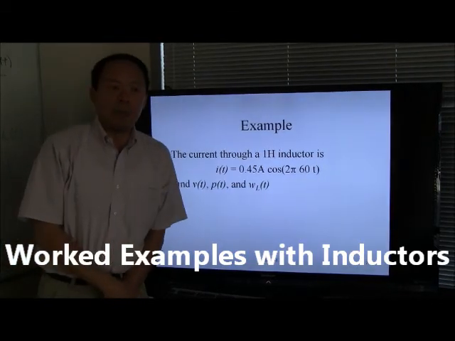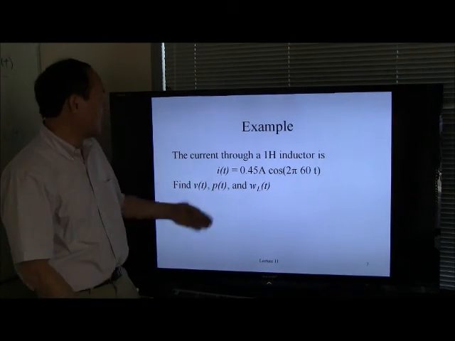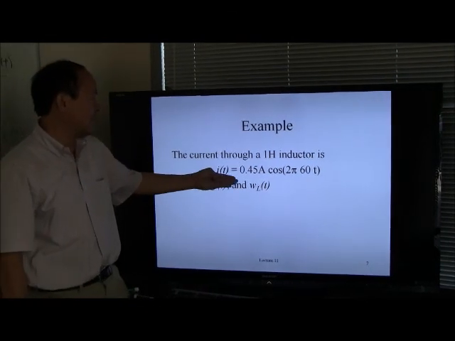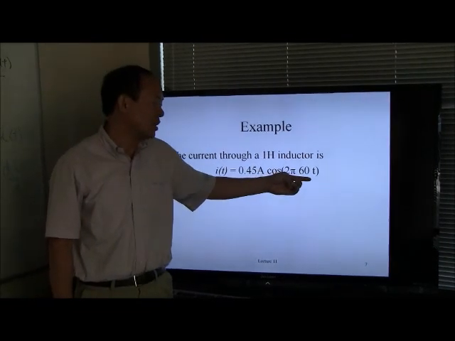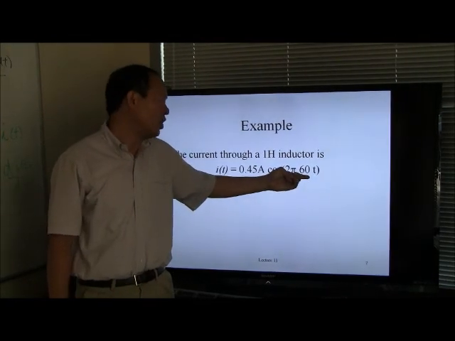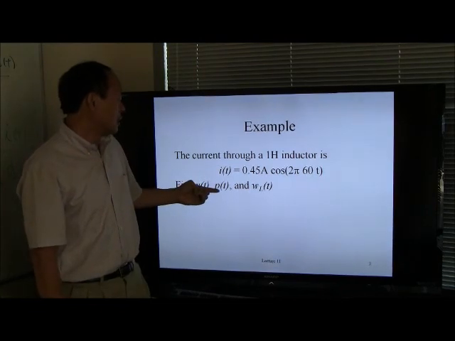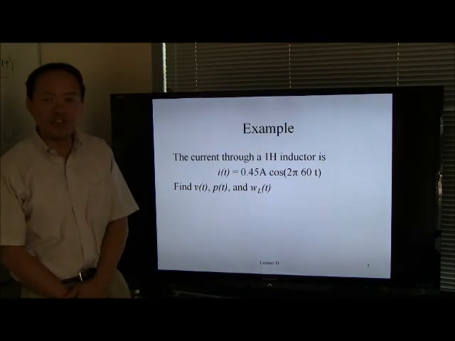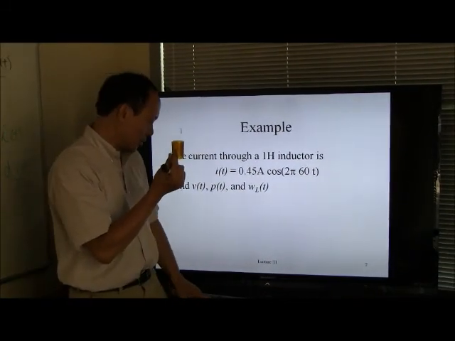Let me give you a few examples here. For example, if we have a current through a 1 Henry inductor, it's given by I of t equal to 0.45 ampere, cosine 2 pi 60 t. 60 is basically the 60 hertz of the AC current. We are required to find V of t, the power P of t, and also the energy that is stored in the inductor over time.